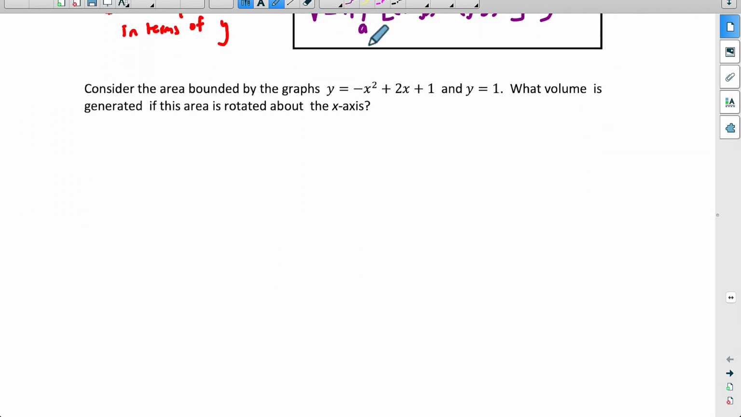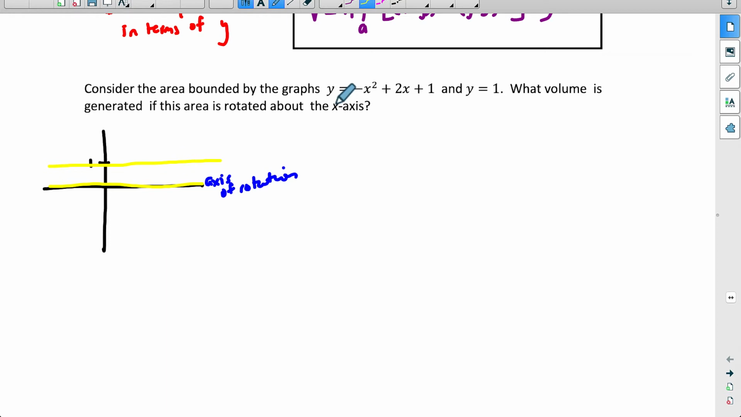Consider the area bounded by the graphs y equals negative x squared plus 2x plus 1 and y equals 1. What volume is generated if this area is rotated about the x-axis? Okay, so let's do a little sketch here. We're rotating it around the x-axis, so this is our axis of rotation right here. Maybe I'll even label that to make sure we're clear. Axis of rotation. And it's going to be bounded by the line y equals 1. So maybe I'll just put that line in there as well. The y equals 1 line.